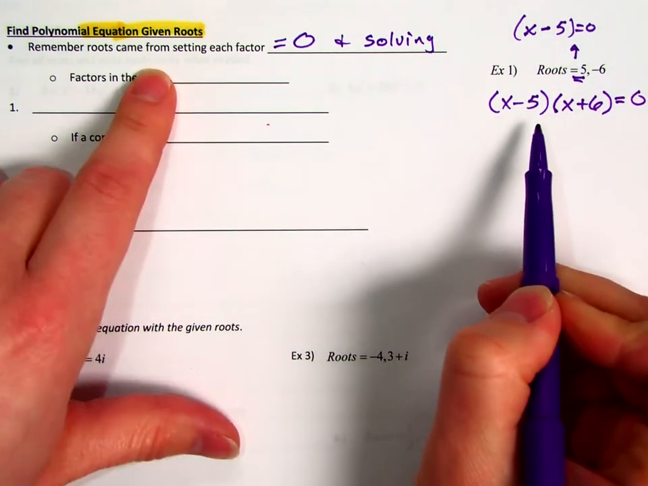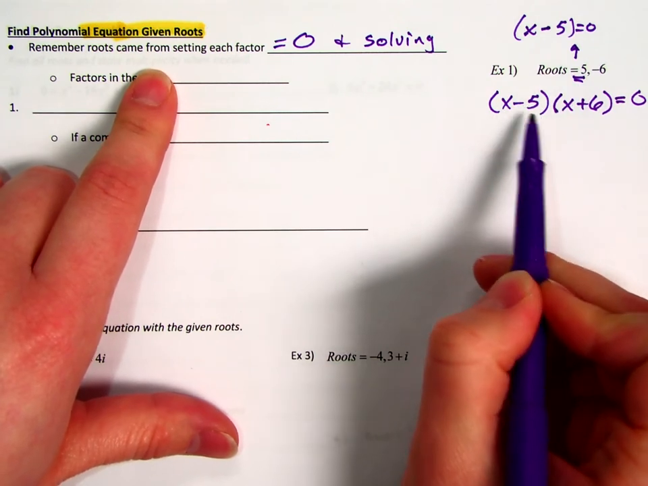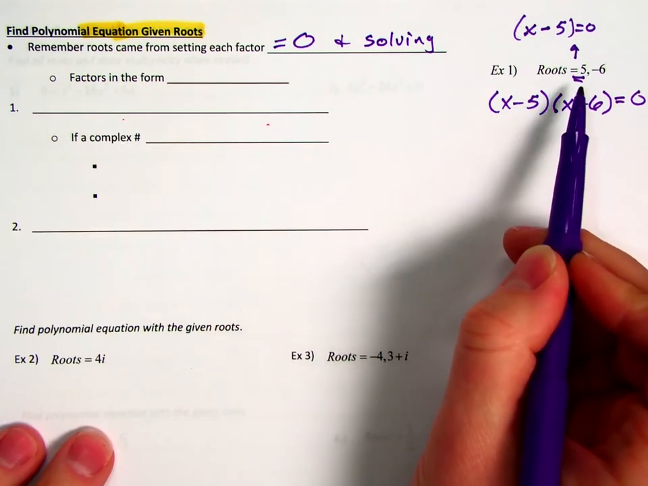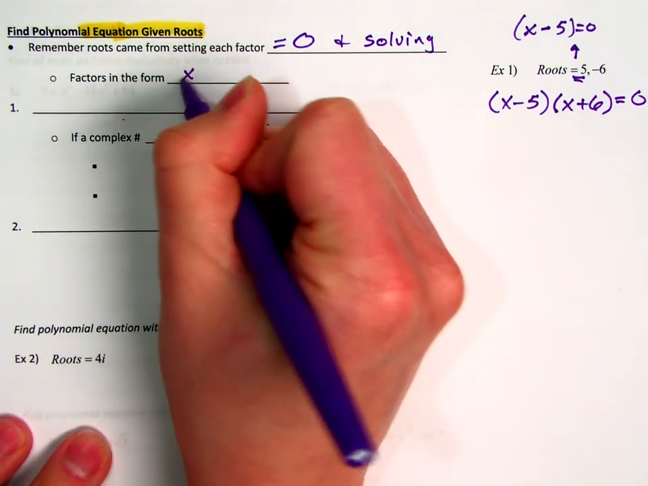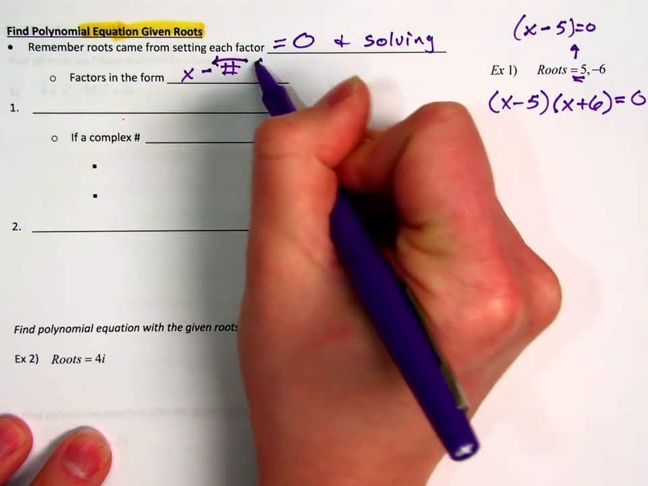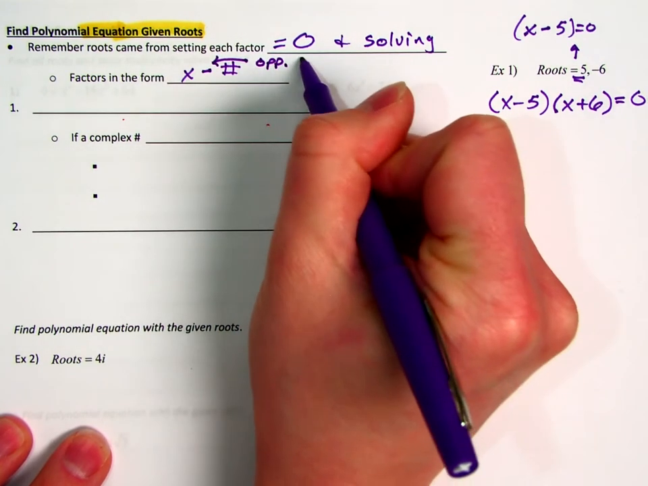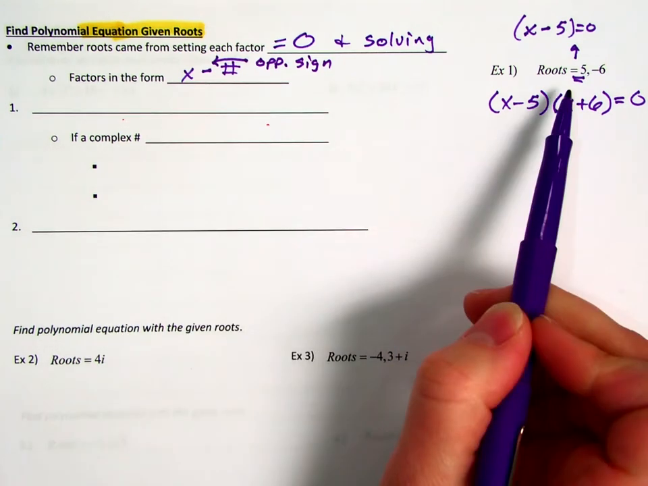So from before, we should have our roots. We got our roots from setting the factor equal to 0 and solving. So now we're just going backwards. The factors are in the form x minus the number, where this minus really just means the opposite of whatever the sign was, because we would have had to add to move it over or subtract depending on what that sign would be.